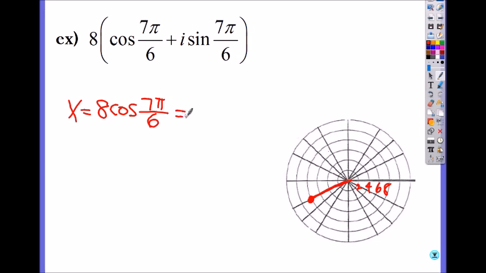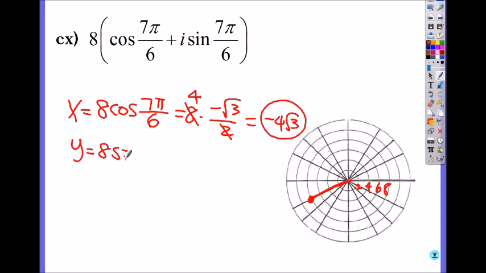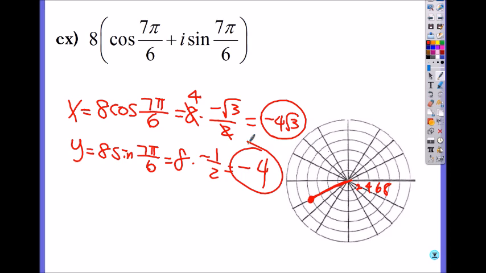So what is 8 times cosine of 7 pi over 6? Negative root 3 over 2. So 8 divided by 2 is what? 4. So it's negative 4 root 3. Y is 8 sine of 7 pi over 6. 8 times, what's sine of 7 pi over 6? Negative 1/2, so you get negative 4 for y. So how do you write this in rectangular form? Negative 4 root 3 minus 4i.